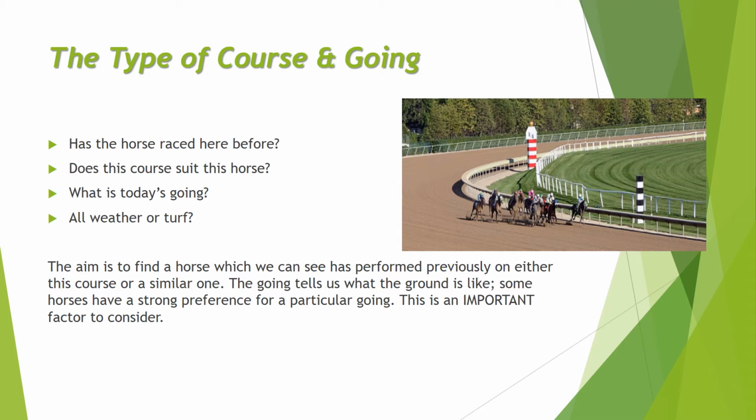The next question, does this course suit this horse? The expression horses for courses here. So does the horse like this type of course? Does it like sharp courses? If it's a sharp course, does it like this course? What is today's going? Okay, so is it heavy? Is it soft? Or is the course one of the all-weather ones? Okay, is it all-weather or turf? So we need to look and find out these things. The aim of this is to find a horse which we can see has performed previously on either this course or a similar one.